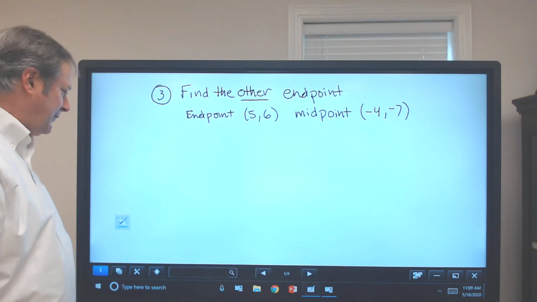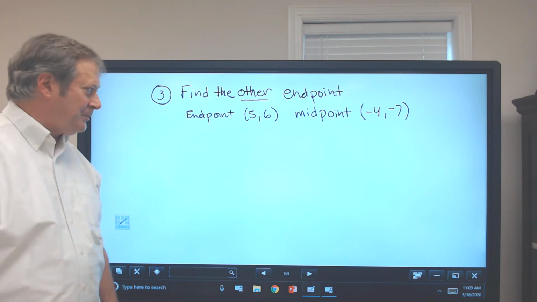All right, let's go to a fourth problem. My goodness, what is going on here? Well, this is the third problem. Well, I messed up somehow. I don't know how, but I'm used to messing up.